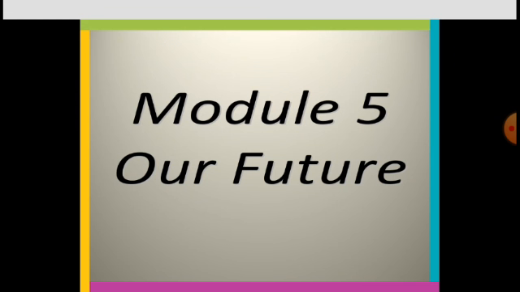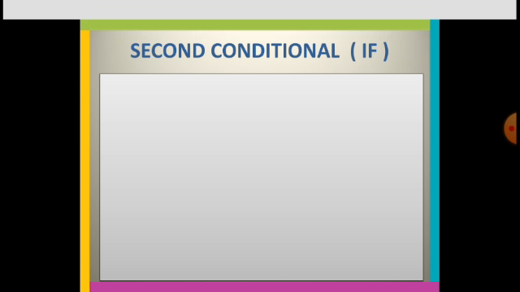So follow up please. Our lesson today is about the second conditional if. I want you to know why we use this type of conditional sentences: when we talk about unreal, impossible, present or future events, or when we give advice to someone.